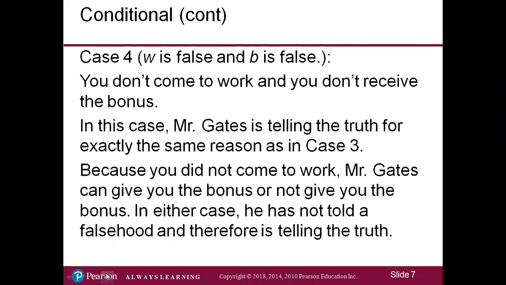Case 4, W is false and B is false. You don't come to work and you don't receive a bonus. In this case, Mr. Gates is telling the truth for exactly the same reason as in case 3. Because you did not come to work, Mr. Gates can give you the bonus or not give you the bonus. In either case, he has not told a falsehood and therefore is telling the truth.